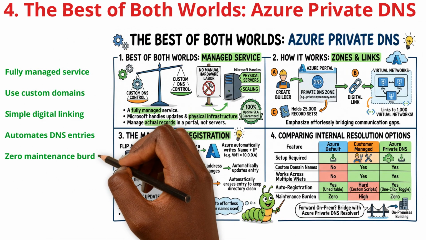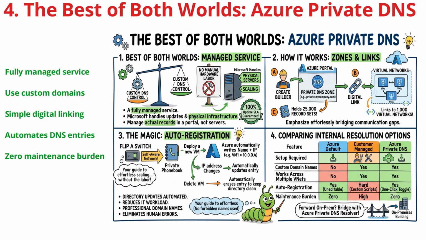Microsoft offers the best of both worlds with Azure Private DNS. It's a fully managed service, which means Microsoft handles the physical servers and scaling behind the scenes while guaranteeing 100% uptime. You simply log into a portal to manage actual records. By creating private DNS zones like private.mycompany.com, you can digitally link to your virtual networks to effortlessly bridge communication gaps that default DNS could not handle.